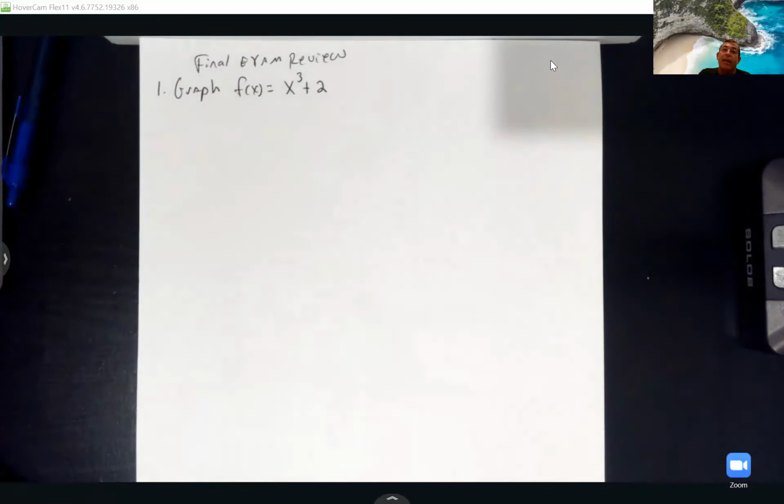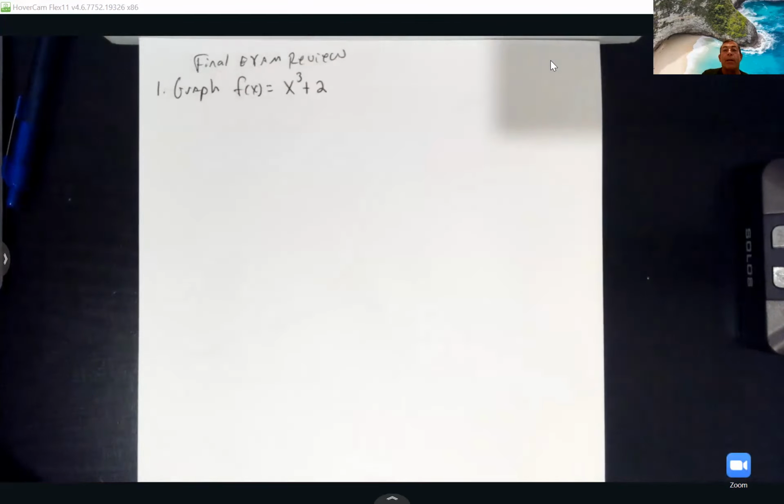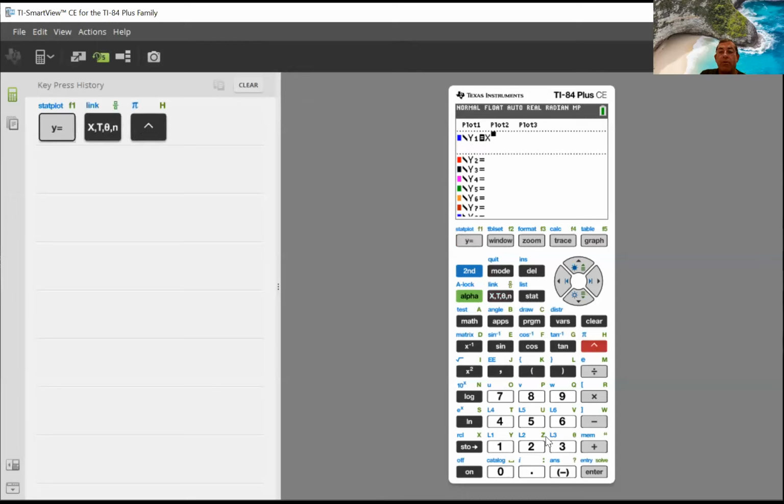So, y'all, the easiest thing is just go to our calculator and put this thing in y1. So, I'm going to share my screen for the calculator. All right, we're going to go to y equals. And we're going to put in our x to the third plus 2. So, x exponent 3. Arrow down from the exponent and put in your plus 2.